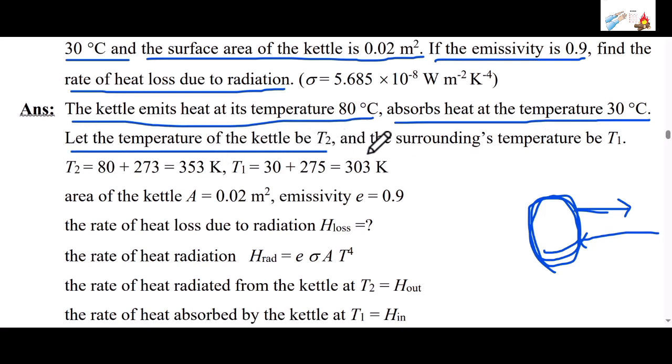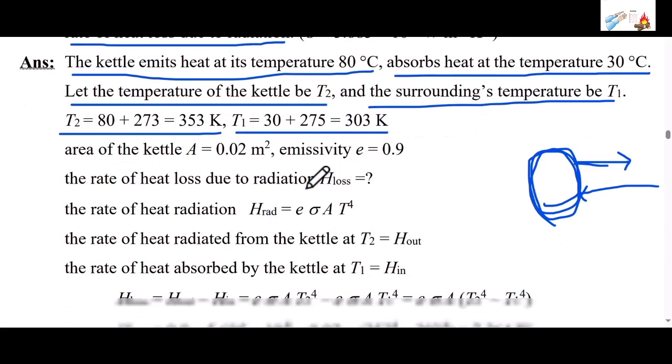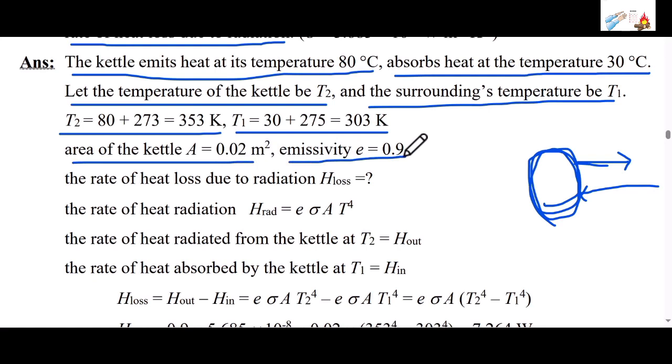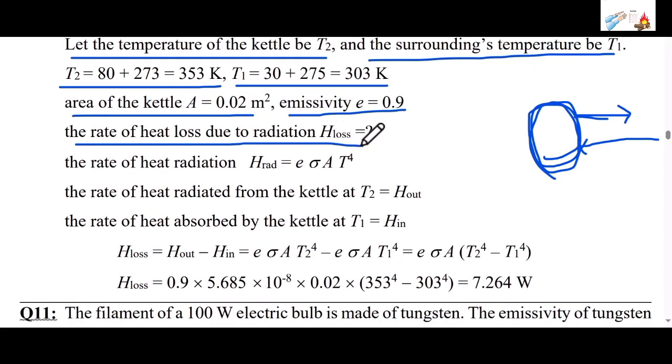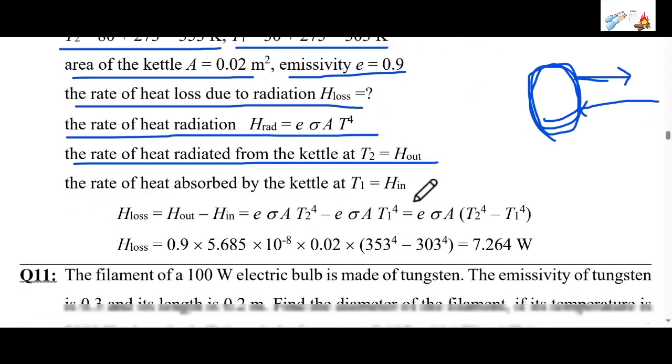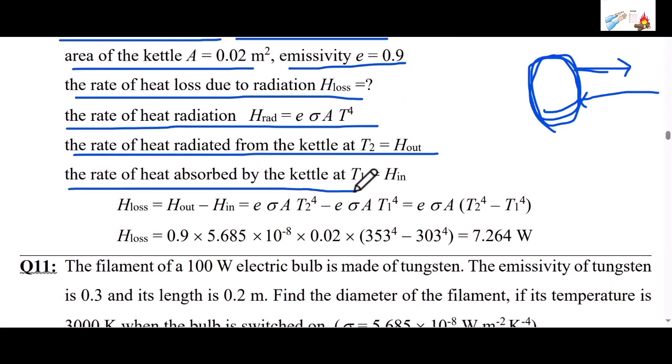Let the temperature of the kettle be T2 and the surrounding temperature be T1, both in kelvin. Area of the kettle is 0.02 square meters and emissivity is 0.9. The rate of heat radiated from the kettle at T2 is H out, and the rate of heat absorbed by the kettle at T1 is H in. The rate of heat loss is H out minus H in, which is E sigma A (T2 fourth minus T1 fourth).